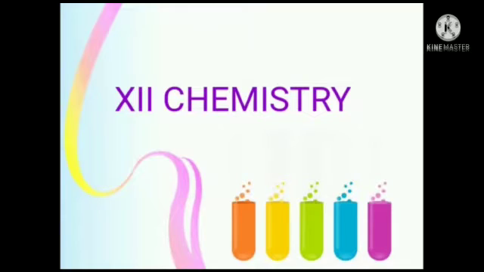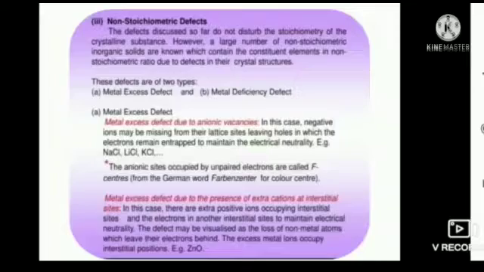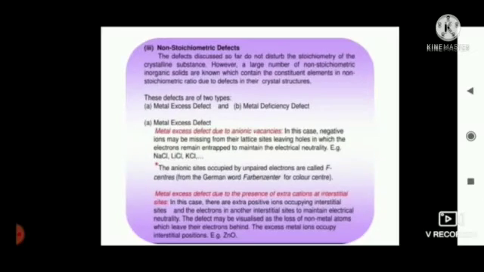In this section we will discuss non-stoichiometric defects and electrical properties of solids. In the previous section we had discussed stoichiometric defects. What is a stoichiometric defect? It is a point defect which does not disturb the composition of the particles. In this section, we will discuss non-stoichiometric defects.